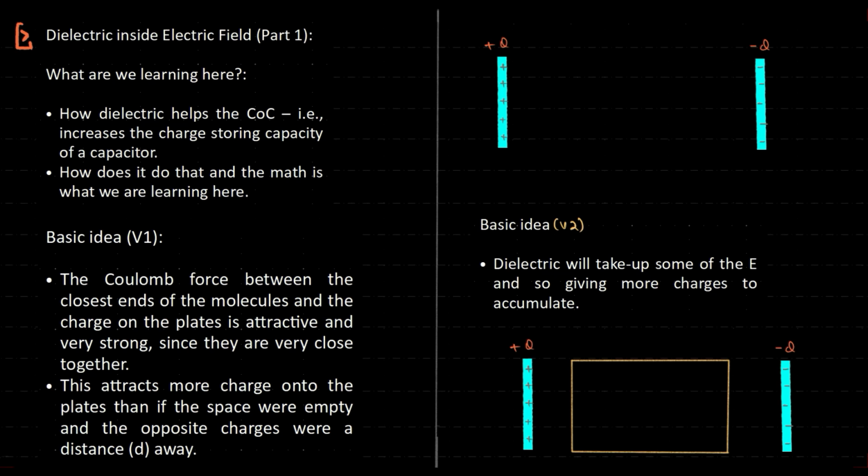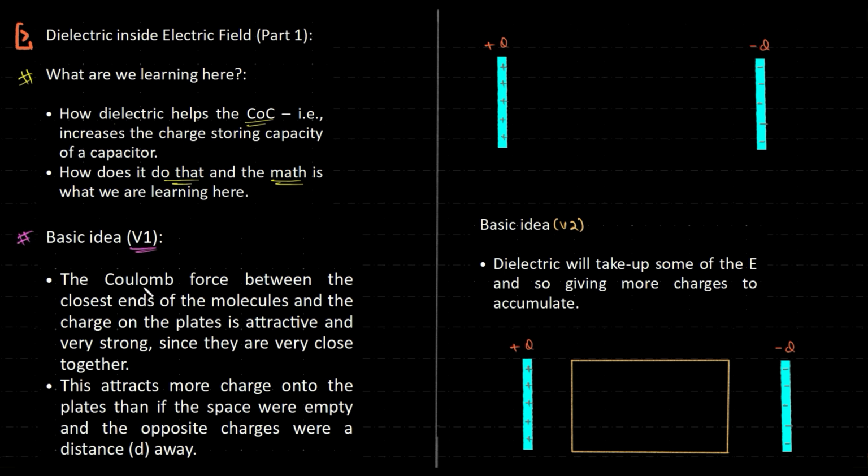Finally, we are in a position wherein we'll be able to place the dielectric between the plates and see what exactly happens. So here we are trying to understand the math and the theoretical aspect of what happens and how it affects other things. Okay. So how does a dielectric help in increasing the storing capacity of a capacitor? How does it do that, and the math behind it. So we can understand this in two ways.